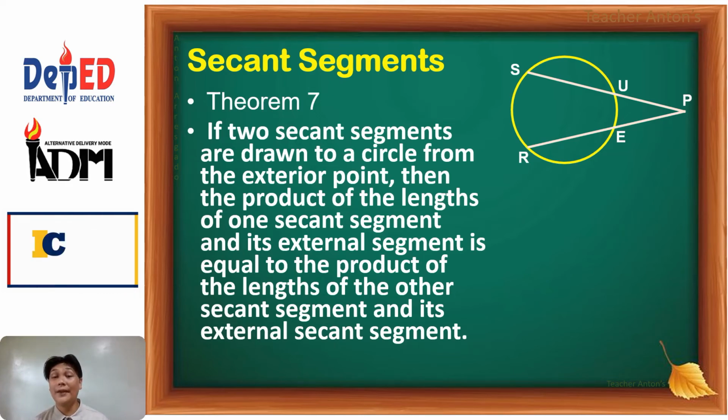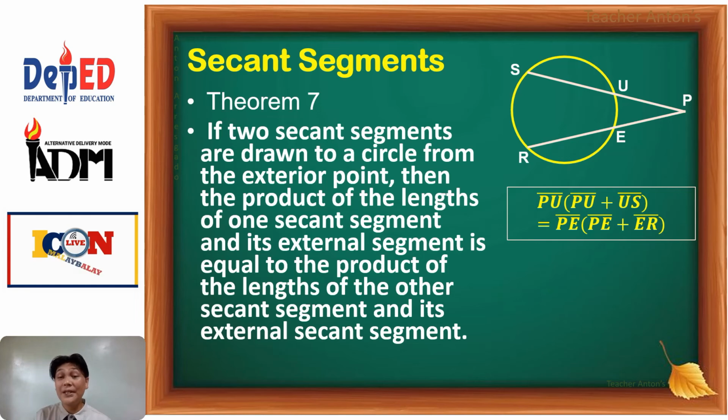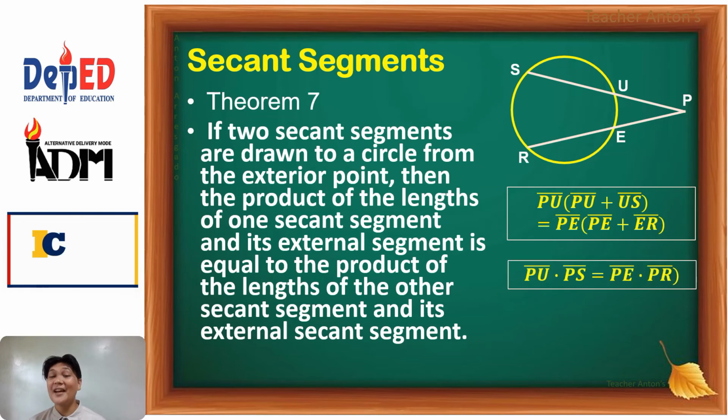By looking at the figure, we have the length of segment PU times the length of segment PU plus US, or the whole of PS, is equal to PE, the measure of PE, times the whole of PR, which is PE plus ER. Okay, so that is how we solve. So another representation is PU times the whole of PS is equal to PE times the whole of PR. Okay, so that's what I'm talking about. So are you ready to make use of the discussed theorems in an application?